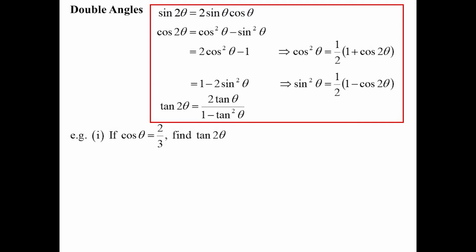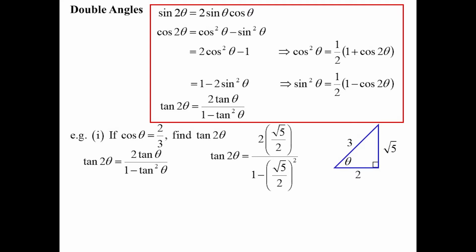If cos theta is 2/3, find the tan of 2 theta. All right, I'll draw myself up a little triangle. Cos theta is 2/3. The other side then is root 5. Tan 2 theta, 2 tan theta on 1 minus tan squared. Sub in. And eventually, there we go. That one all tidies up to be minus 4 root 5.